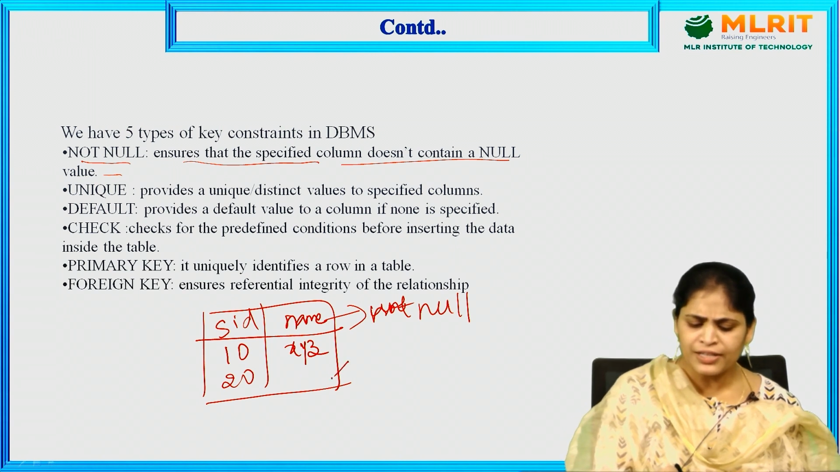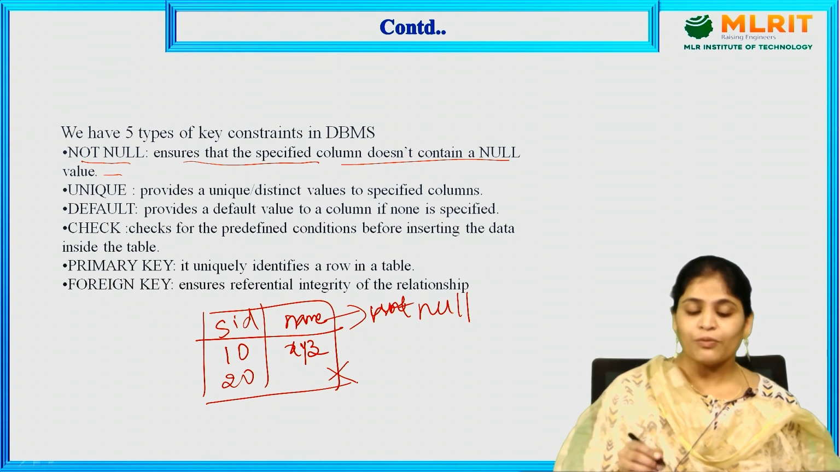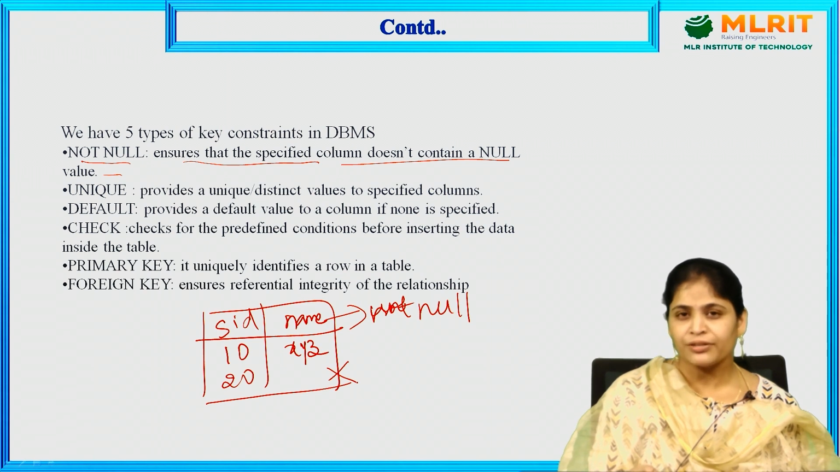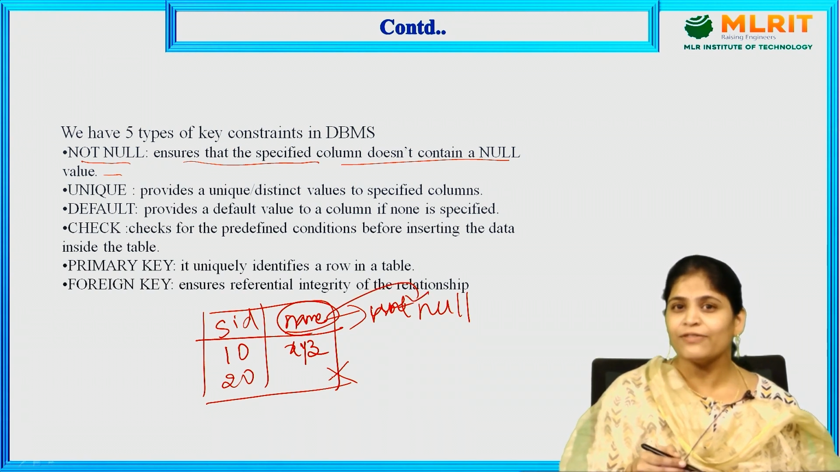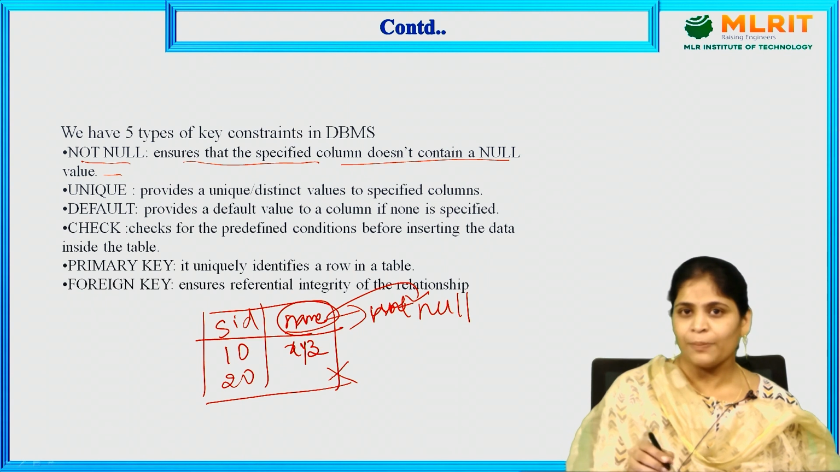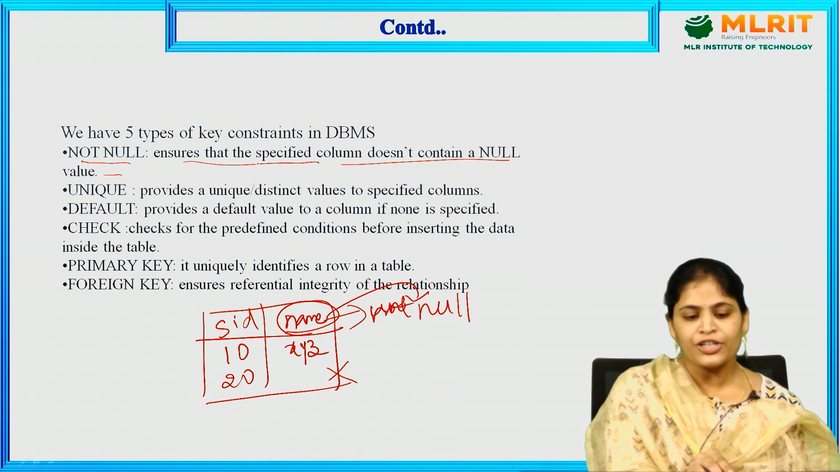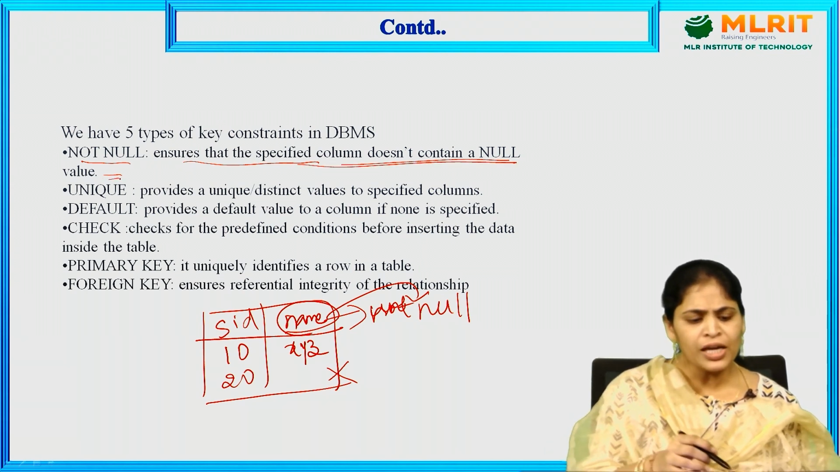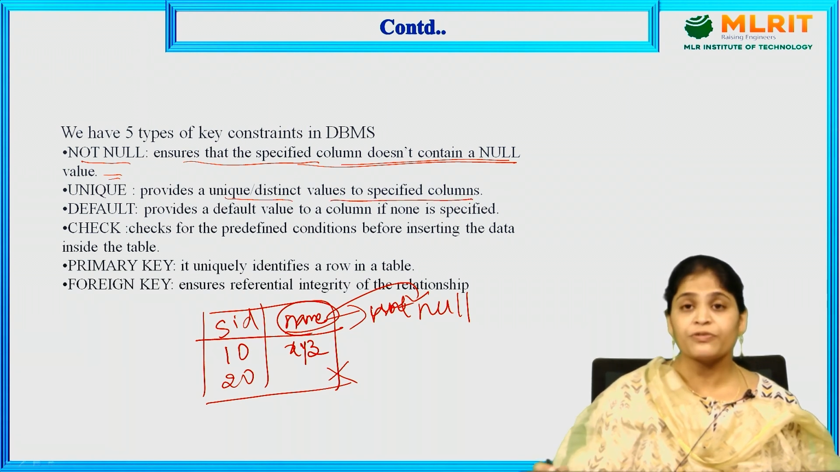But here I don't give any value. That is the reason it will restrict. What will the DBMS tell us? You are violating the constraint. You are violating the rule. This column has been declared as not null, but here you are not giving any value. That is the pop-up message you will get. So not null ensures that the specified column does not contain null values. The next one is unique. It provides unique or distinct values to specified columns.